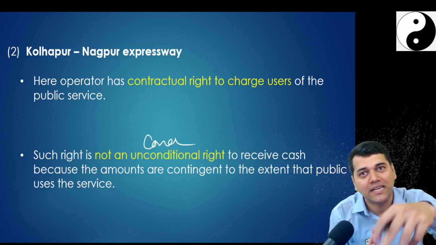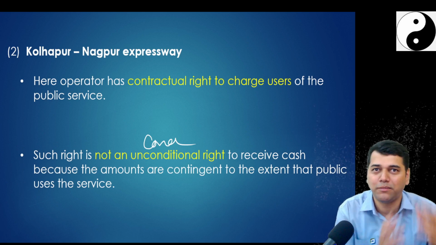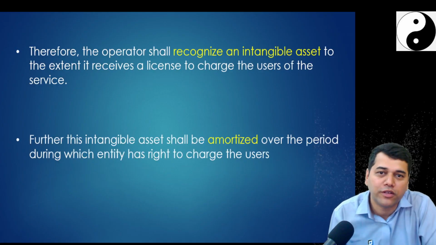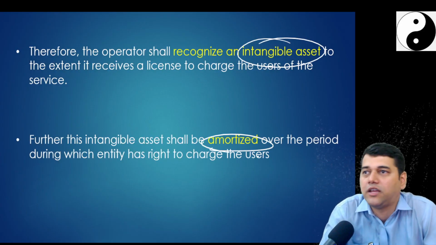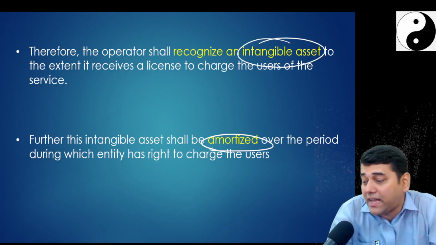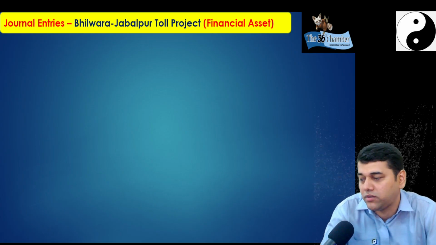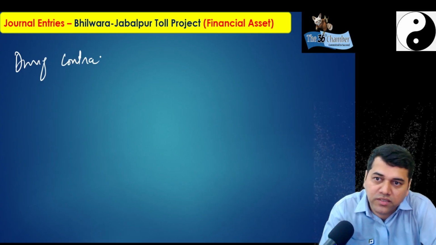Why? Because the standard or whatever ICA study material is using that language. Doesn't matter. Somebody understands, well and good. So you have to recognize intangible asset and amortize it over a period of time. Are you clear? Yes, with this we have answered the second question. Now we have to give the journal entries for financial asset model. Now during construction, what entry you pass?